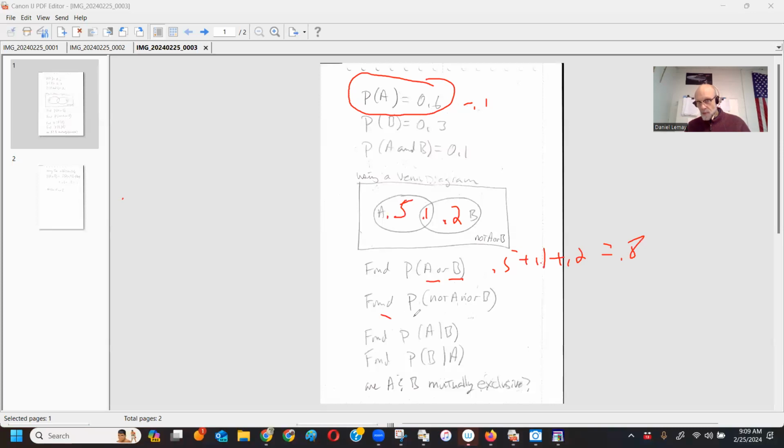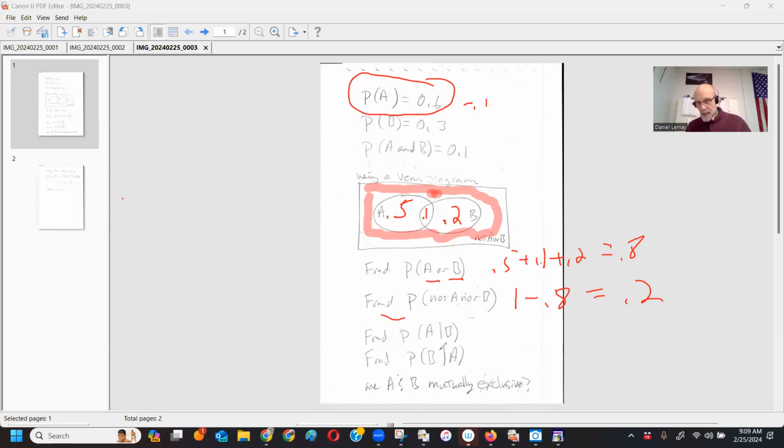Now, the next question asks, what's the probability of not A or B? Well, that's everything else. Looking at the Venn diagram here, let me go back to my highlighter. That's all this region outside those circles, or outside those ovals, I guess they are. So the way we would get that mathematically is we'd say that's going to be 1, because 1 is all the possible events happening, minus the 0.8 that's inside the circles, or A or B or both. That tells me 0.2, that there's a 20% chance of something not being A or B.